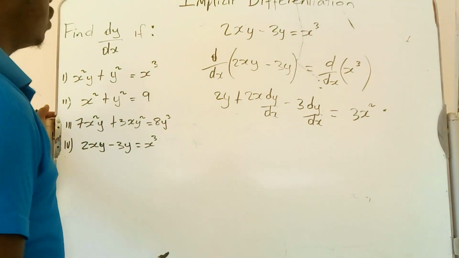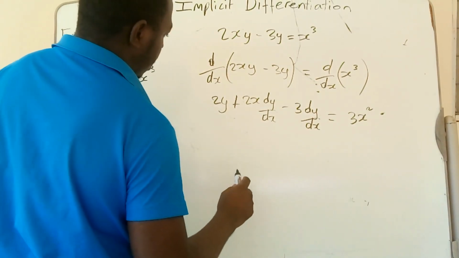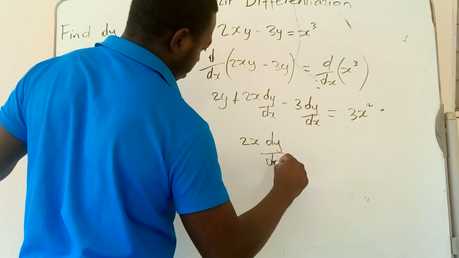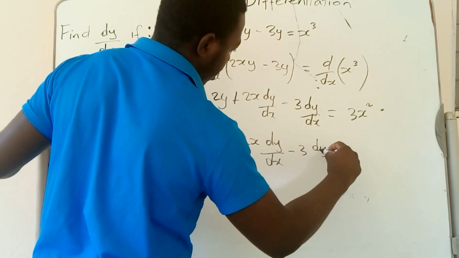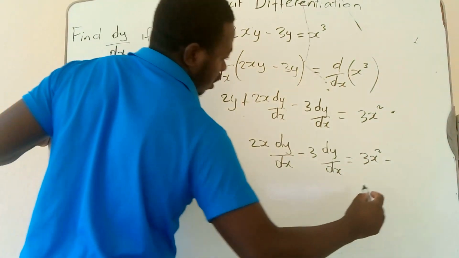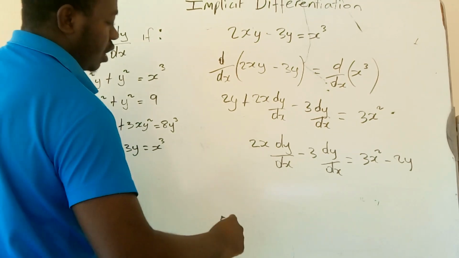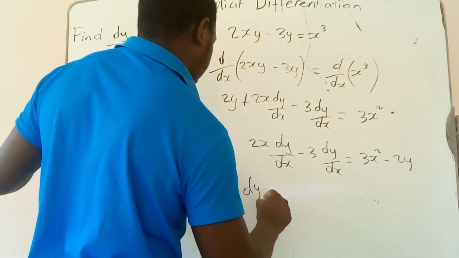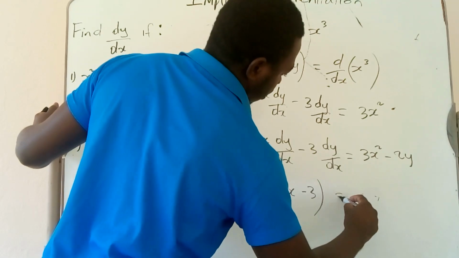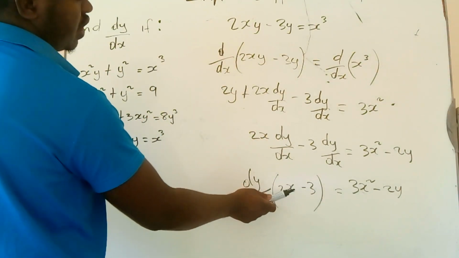Now all you need to do is to group all the terms with dy by dx. So I'm going to subtract 2y from both sides. If I subtract 2y from both sides, I am left with 2x dy by dx minus 3 dy by dx equal to 3x squared minus 2y. Now all I need to do is to factor out dy by dx because it is common to both terms. If I factor out dy by dx, this leaves me with 2x minus 3 equal to 3x squared minus 2y. Divide both sides by 2x minus 3.